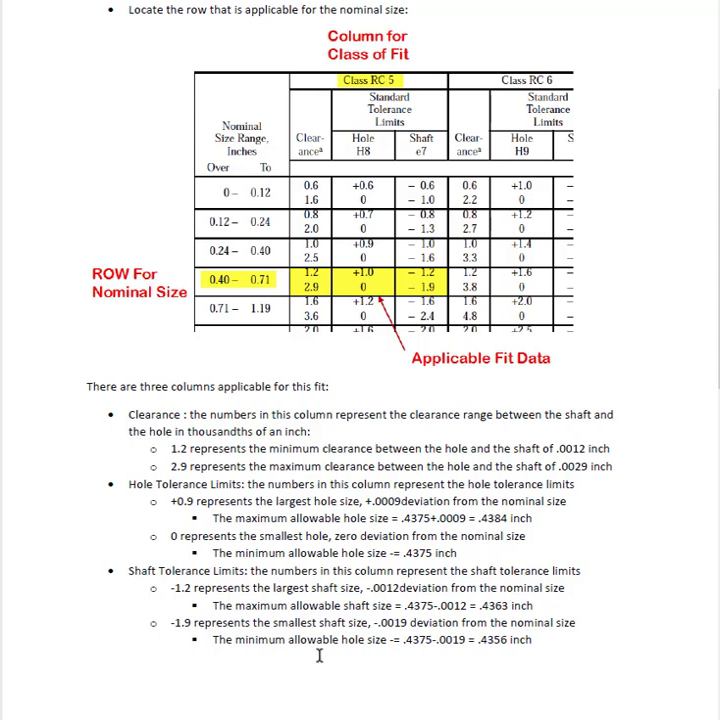Okay, next we look at the shaft tolerances here. Okay, so negative 1.2 represents the largest shaft, and so we're going to deviate from the nominal size of 0.4375 by 0.0012. So if we take 0.4375 and we subtract from that 0.0012, we got 0.4363. Okay, that is the largest shaft size. Okay, we do the same thing for minus 1.9 and we get the smallest shaft size.